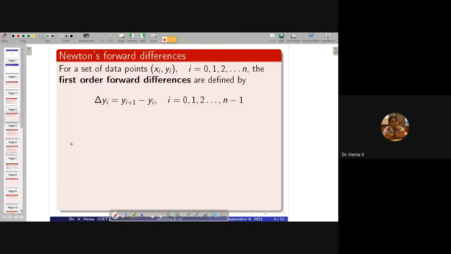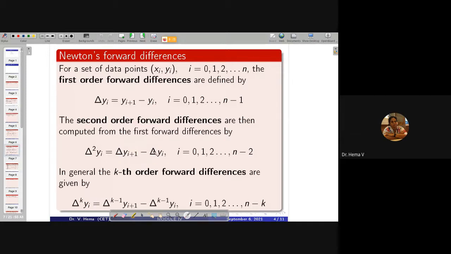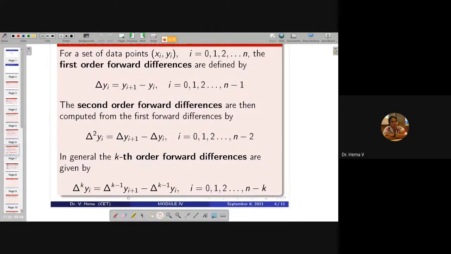For any set of data points xi, yi, the first order forward differences are given by delta yi. Delta yi equal to yi plus 1 minus yi. The second order forward differences are given by delta square yi, that is, delta yi plus 1 minus delta yi, and kth order difference will be just one less. That is, delta k yi will be delta k minus 1 yi plus 1 minus delta k minus 1 yi. This theory is not as terrible as it looks. It is a very easy technique. The notations you have to note.